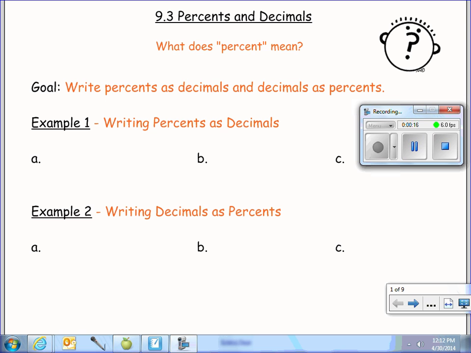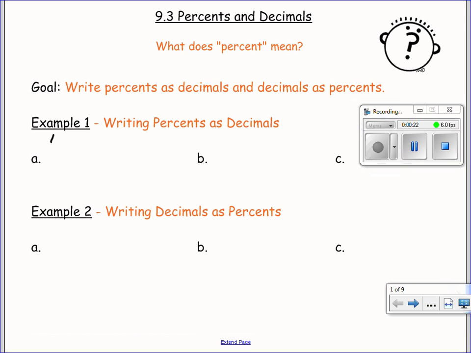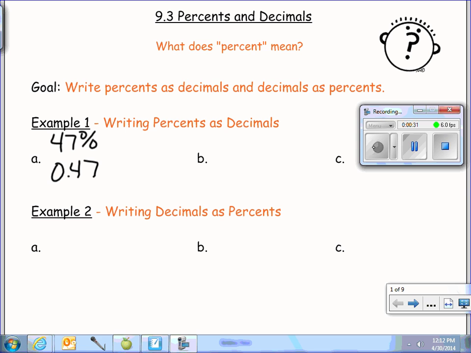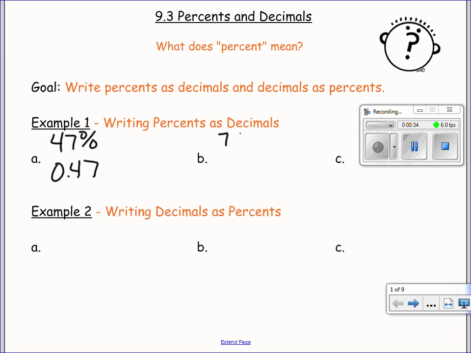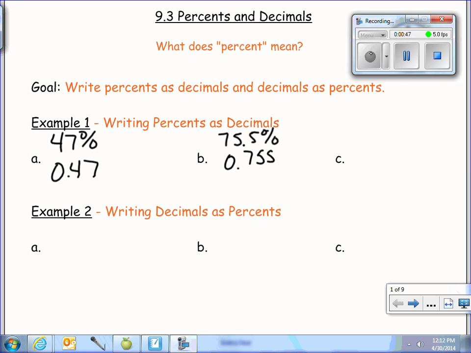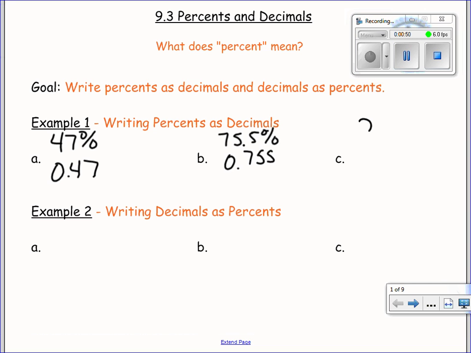So in our first example, example 1, writing percents as decimals. If you have 47% and want to write that as a decimal, you would write it as 0.47. In B, if you have 75 and 5/10% and you want to write that as a decimal, you're going to write that as 0.755. In C, I have 2%, and you're asked to change that to a decimal.